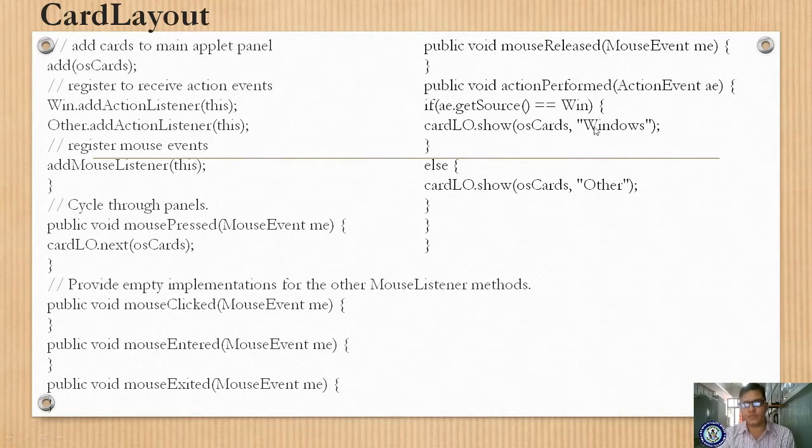What is the code we have implemented here? Card layout show, so in your card layout it will show OS cards. What is OS cards? OS cards is the panel. It consists of Windows. Otherwise, if you click the else, it will show the card layout, the OS cards panel. In the panel, it will open another panel. The other panel consists of Solaris and Mac.